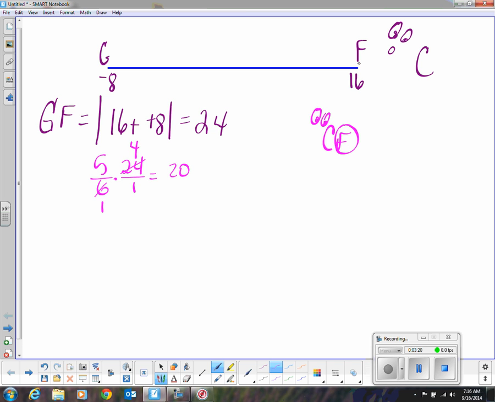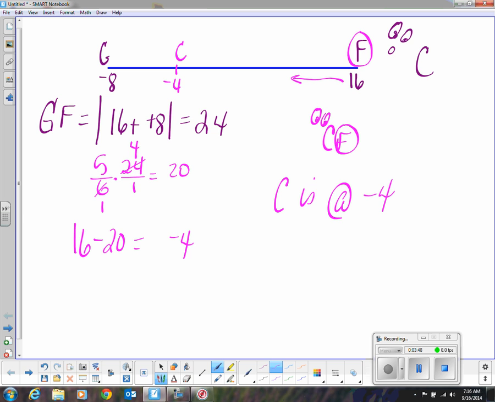All right, so that means I'm working with F, not with G. And remember, whatever point we find must be between these. So if I'm here, I've got to go this way, and that direction tells you whether you add or subtract. So that means we're going to take 16, remove 20, and get -4. In other words, that is where C is located. C is at -4. So the 20 is the length of CF. The -4 is the location of it on the number line.